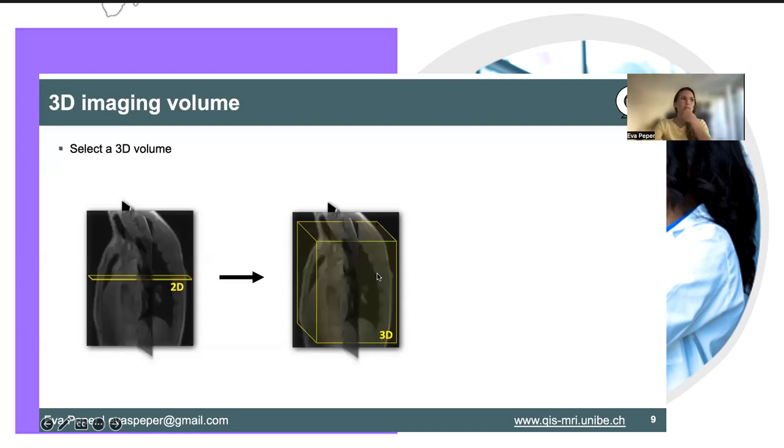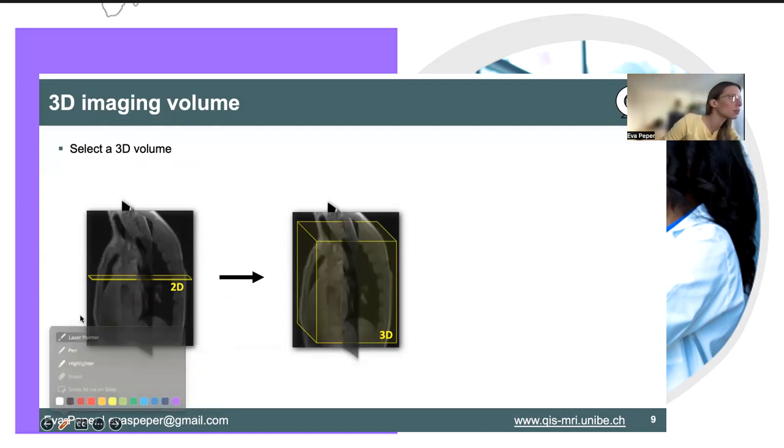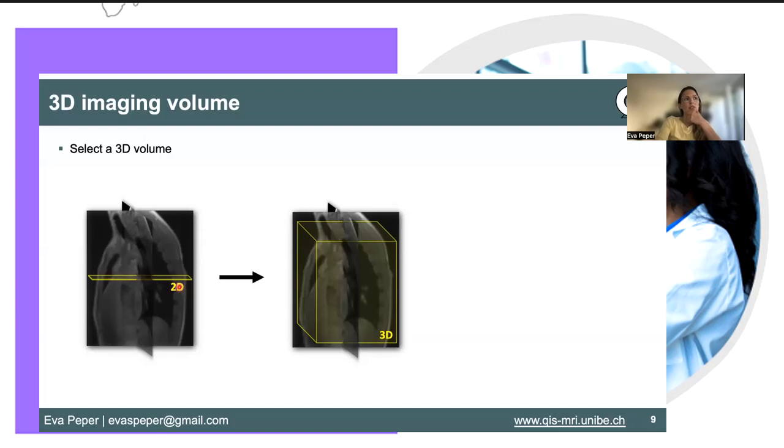So let's start with flow MRI. If we want to do 4D flow, not just 2D, the name is a bit confusing, but 4D flow refers to flow measurements in 3D. So you do not select just a 2D slice, you actually select a 3D volume.